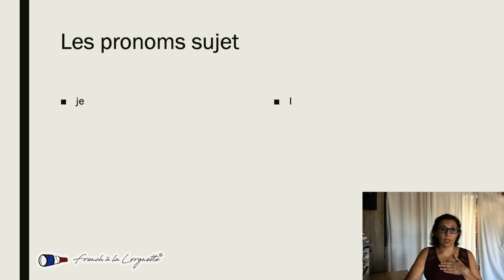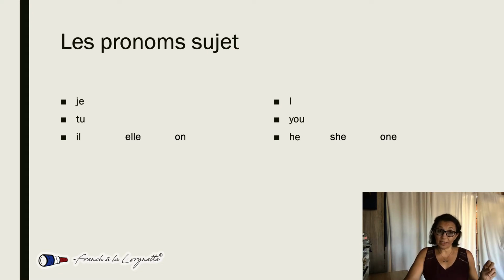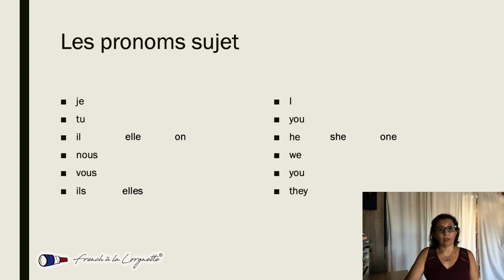Je, that's the equivalent of I, tu, you, il, he, elle, she, on, one, nous, we, vous, you, ils, they, or elles, they, as there's no distinction in English between masculine and feminine for the plural. Okay, so here are our subject pronouns. Je, tu, il, elle, nous, vous, ils ou elles. Okay? And on, we'll see when we use that.